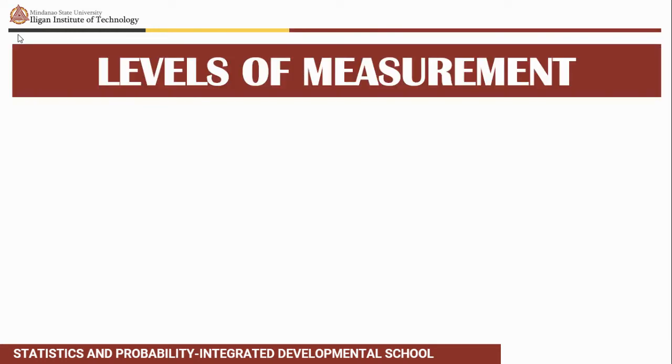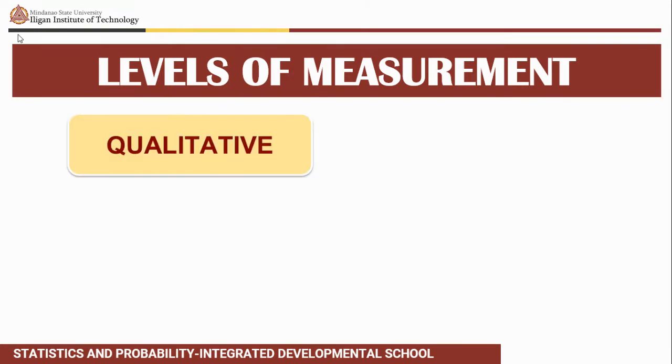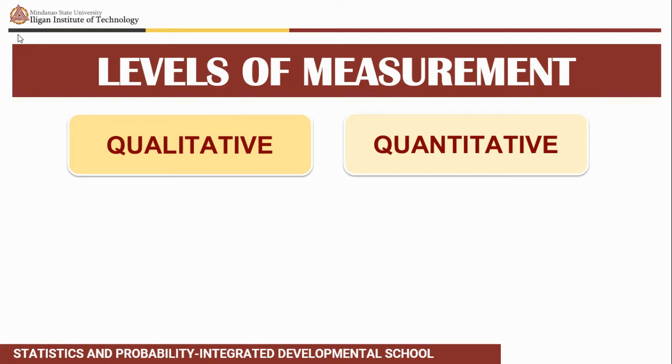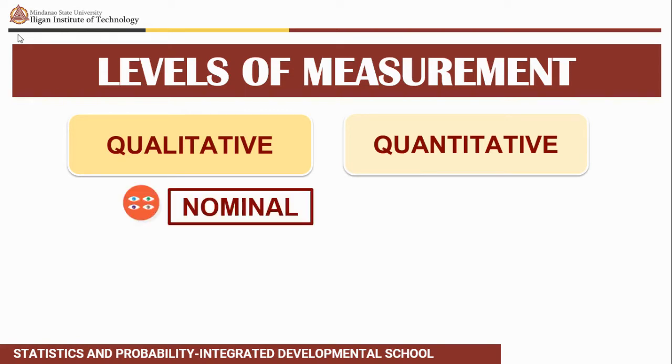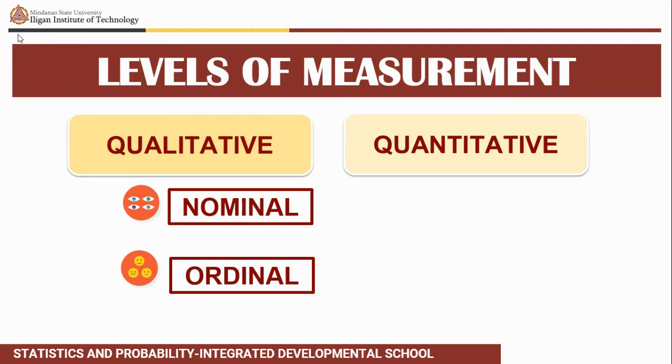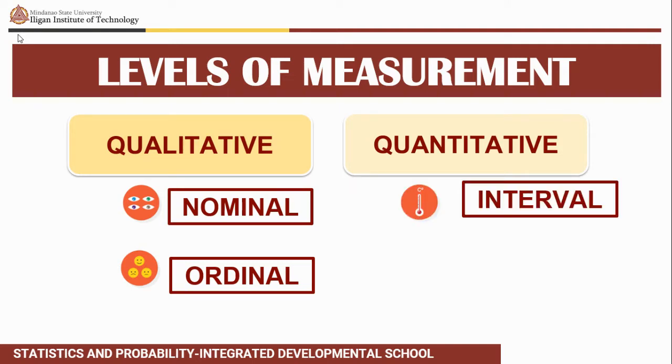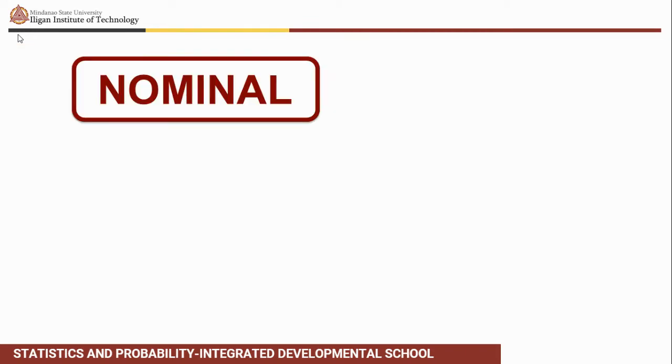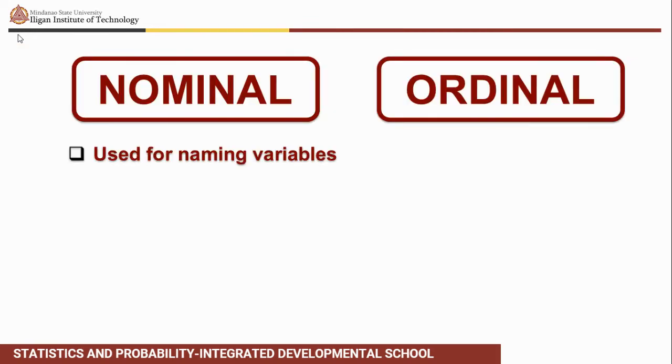Now we will proceed on the levels of measurement. The level of measurement can be subdivided into two. We have for qualitative and quantitative data. And for qualitative, this is more of description or categories. We have here the nominal level and the ordinal level. And for the quantitative, these are more concerned with numerical information. So this is for interval level and ratio level. For the nominal level and ordinal level, nominal level is used for naming variables. It has identity property. Example of that is the laptop brands, the hair color, tribe, religion, and many more.